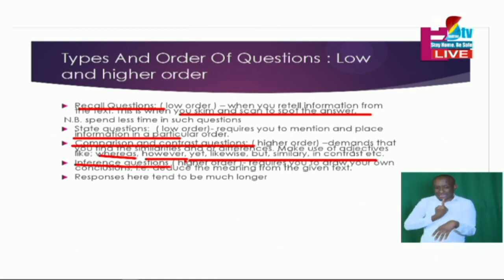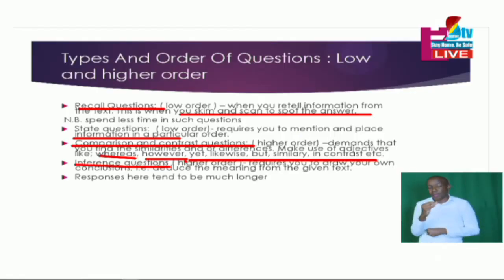So then it is your task to deduce the meaning, find out what the writer was trying to put across to you. So you find the meaning from the text, and usually you are going to find questions like this in our reading and writing paper, and the inference questions usually come towards the end of our questions in either exercise 1 and exercise 2. So you must always be on the lookout for this one. And responses here tend to be much longer compared to the low order questions.